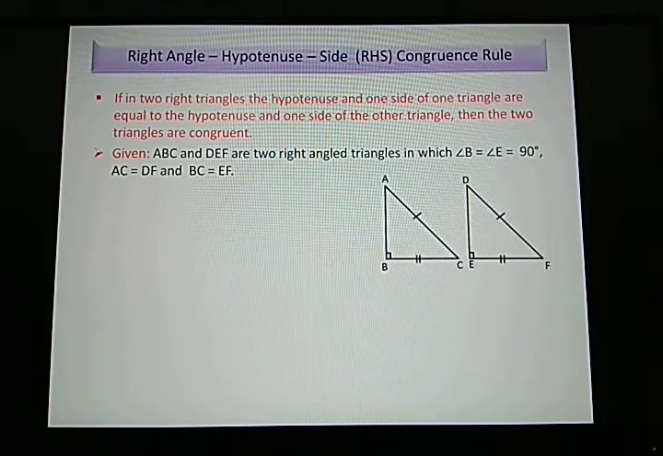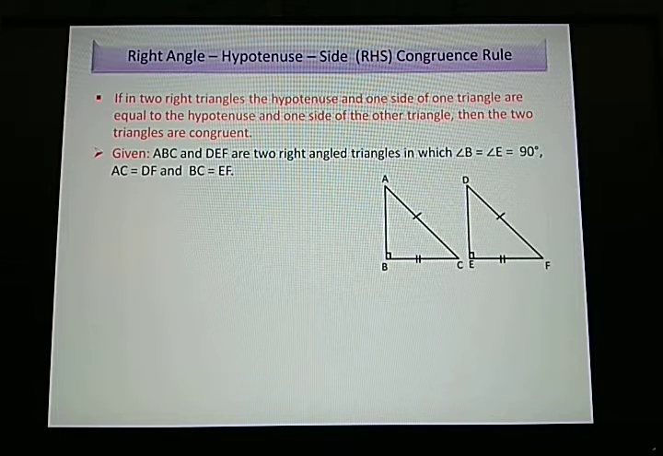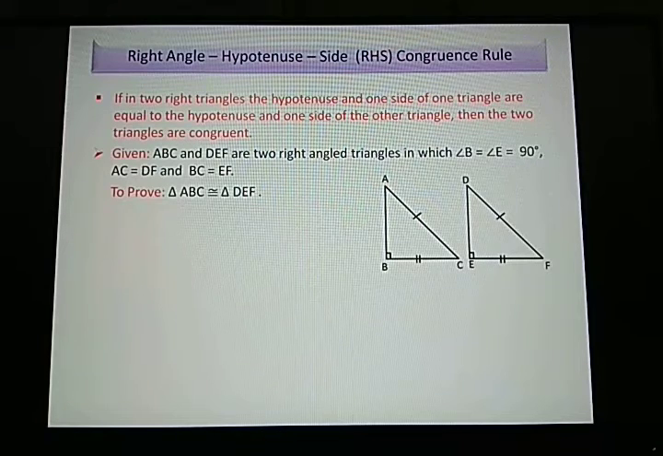And the hypotenuse, that is AC, will be equal to the hypotenuse DF, and the other side, that is BC, is equal to EF. So this is given to us. Now what do we need to prove? Simple. We need to prove that triangle ABC is congruent to triangle DEF. This is what we need to prove. So let us prove it.